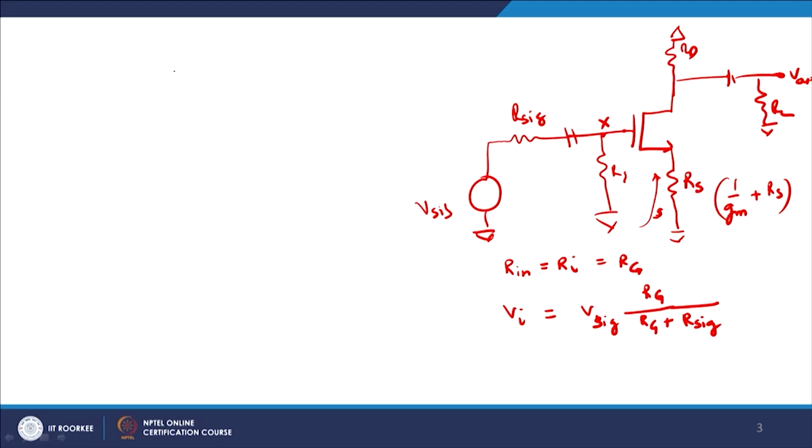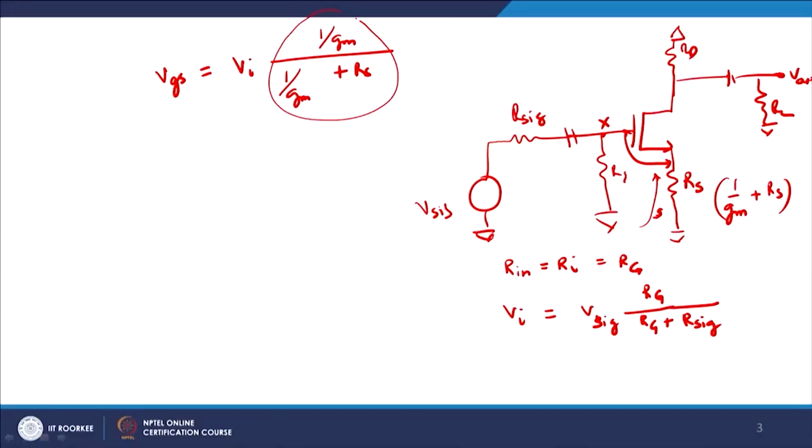Therefore, I can safely write down Vgs equals Vi into (1/gm) upon (1/gm plus Rs). Why? Very simple. Vgs is the gate to source voltage applied here, so not all of Vi will appear as gate to source voltage; only a part of it will, depending on the ratio of 1/gm upon 1/gm plus Rs. This is the resistance of the device itself, and this is the resistance seen from the source side, and therefore, if we divide it, we take this into consideration.